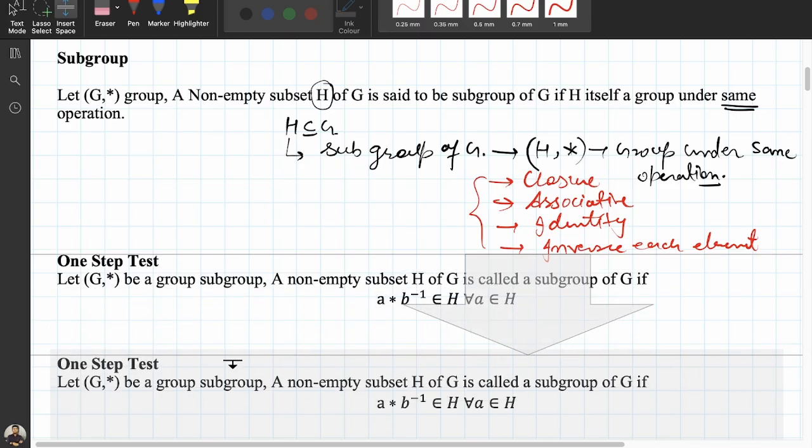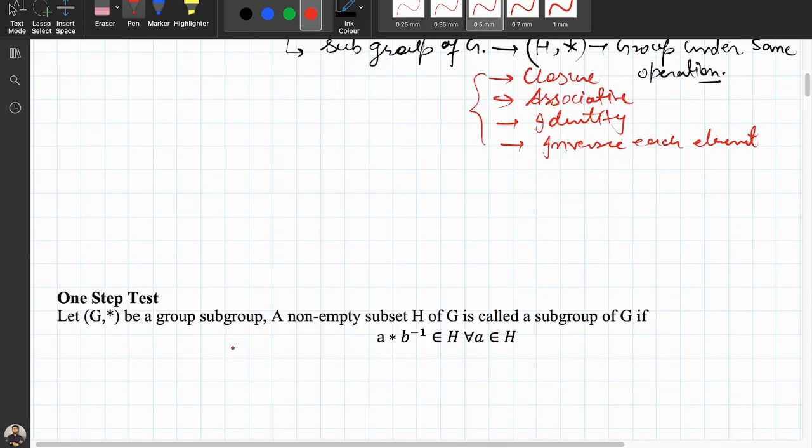But the necessary condition is that it should be a subset of G. If it is not a subset, then we can't talk about the subgroup of G. We'll take some examples of this.